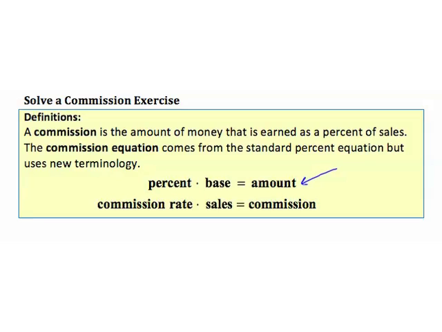Well, a commission formula is exactly the same thing, we just changed the terminology here. So our percent now is called our commission rate. The base, or the thing that we're starting with, is now called the sales. And after we calculate the commission rate of the sales, we end up with the commission that a person earns due to these sales.